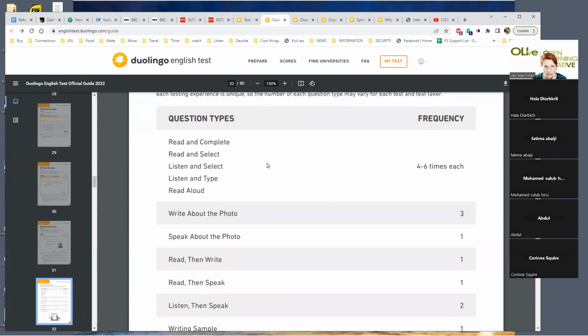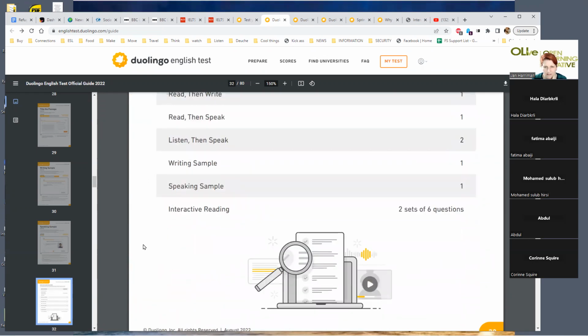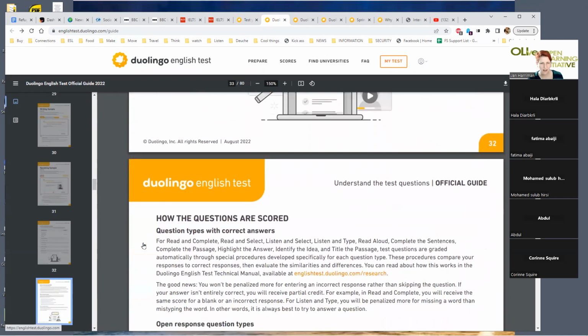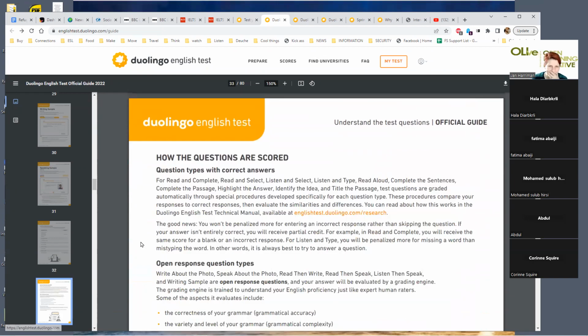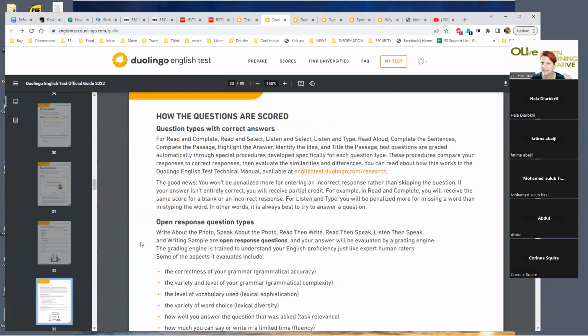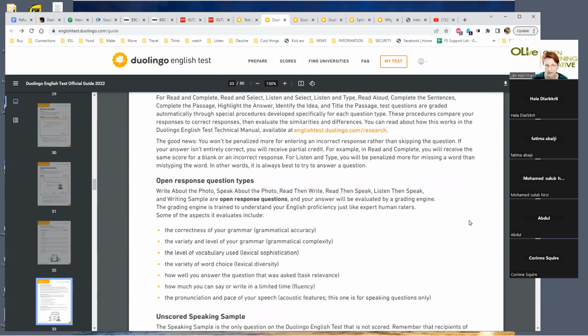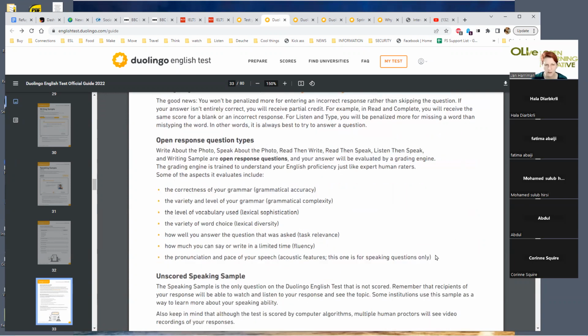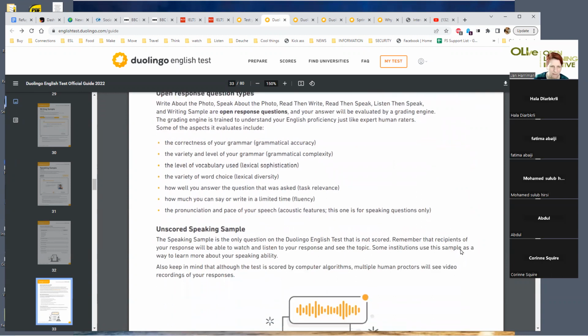So these are the frequencies of the tests, questions, and so all of the ones that have specific correct and incorrect answers are immediately marked, of course, like the reading and listening tests. The productive or open response question types are marked for grammar, and that's why it will take 2 days.